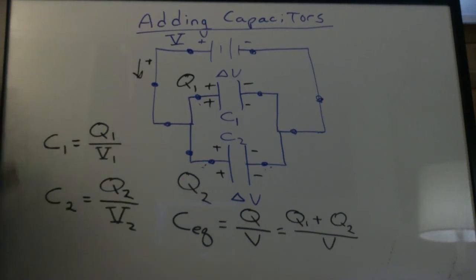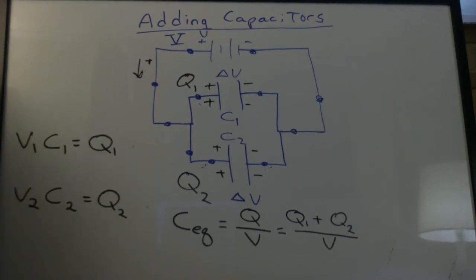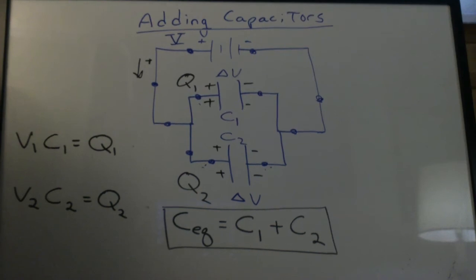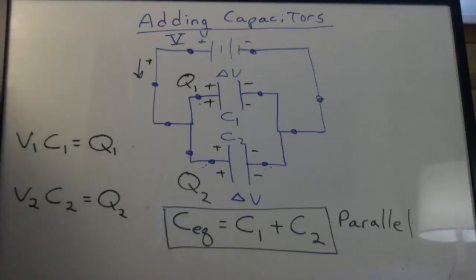Well, we can rearrange these formulas to solve for Q1 and Q2. We now replace Q1 and Q2. And I think we can see now that those voltages, V1 and V2, that's the same as V. V1 has to be equal to V2. So when we add capacitors in parallel, it's just C1 plus C2 is the equivalent capacitance. It's essentially the same thing as just making the plates larger until they touch.